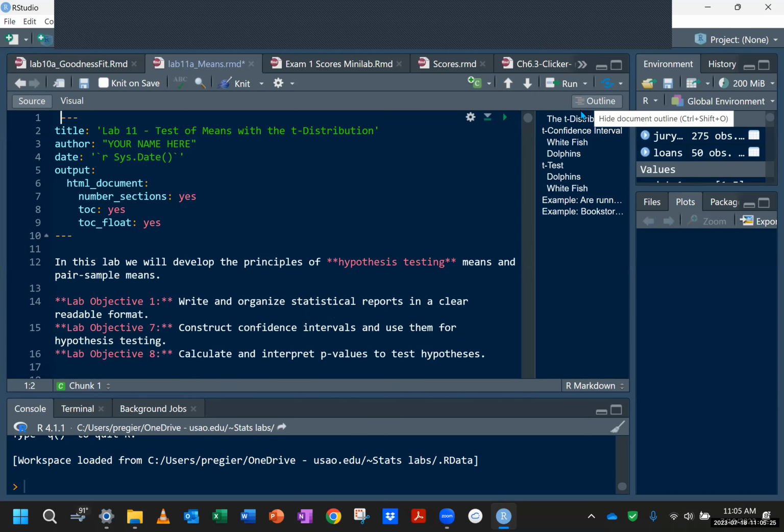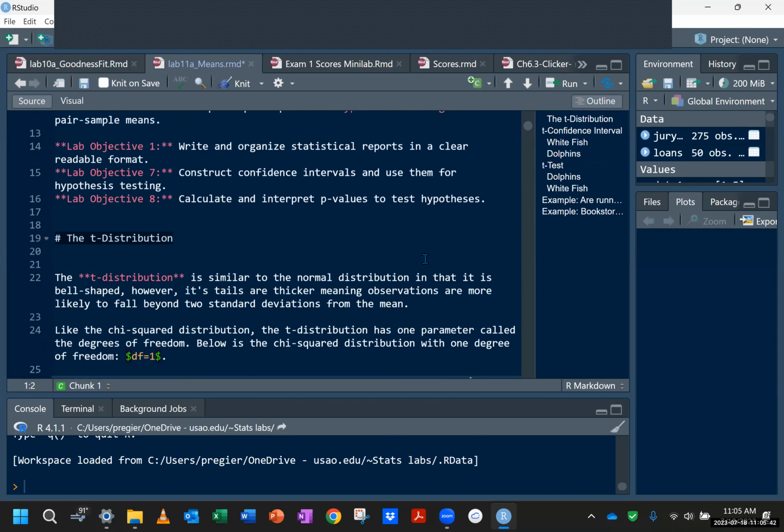So in this lab, we'll first cover the t-distribution. How does the t-distribution work? This is something we'll be using to find our t-confidence interval, and that'll be all I cover in this video. Next video, we'll cover the t-test with p-values.